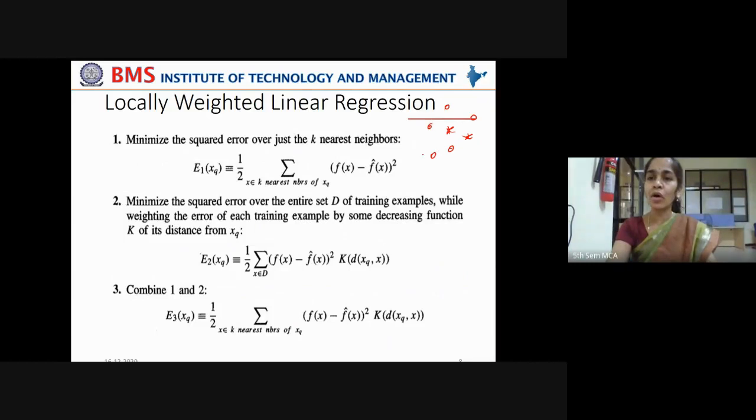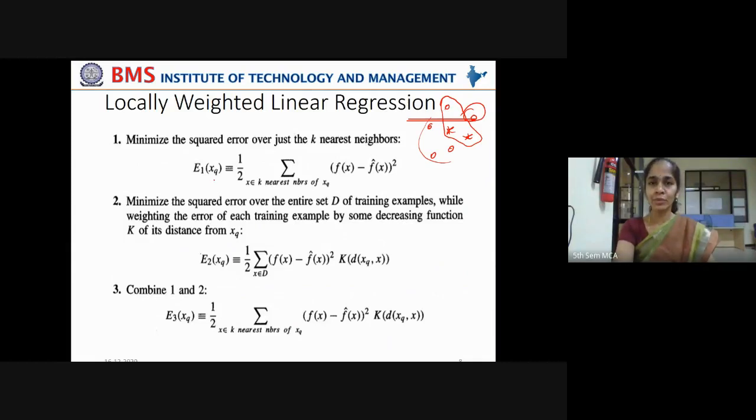You won't consider all these data points. Instead, you just consider only the 3 nearest neighbors to that new instance that I marked here. Minimize the squared error over just the k nearest neighbors, in this case 3 nearest neighbors. So how do you represent this error estimation?